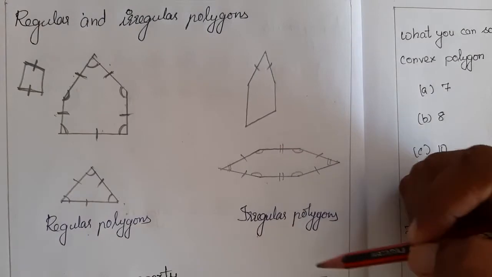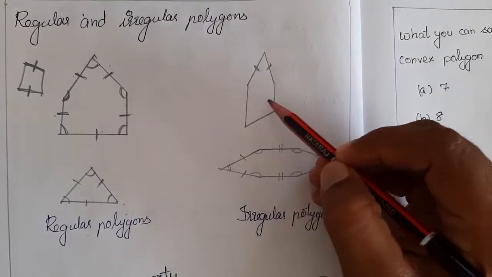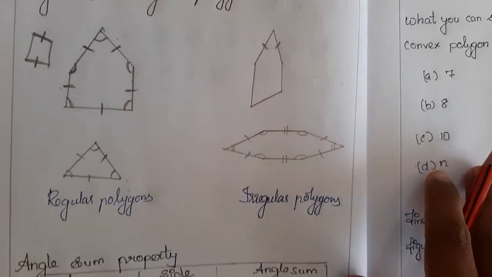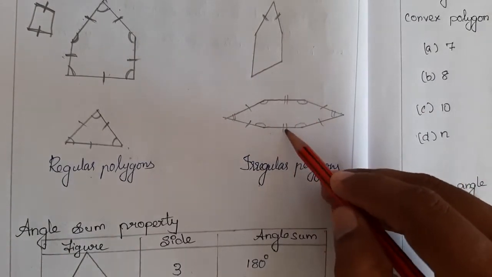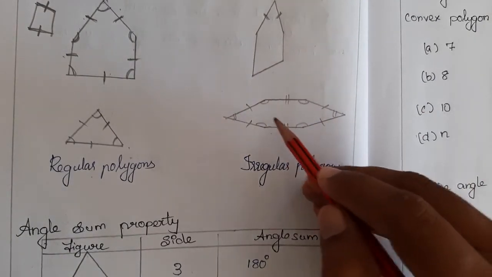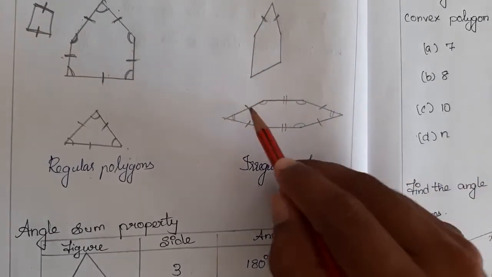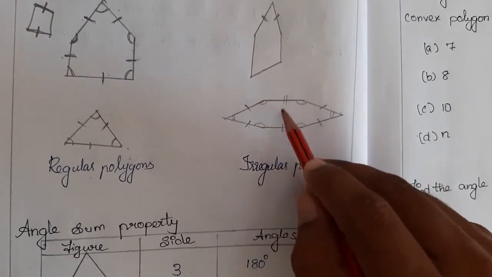Next is irregular. Here I have shown a few examples where these two sides are equal but not the other sides. So it is irregular. Regular means all the sides should be equal. Here also you can see opposite sides. The two lines are given because these two sides are equal, and the single cross I gave means the sides are all equal. This 1, 2, 3, 4: these four sides are equal, but these sides are not equal.